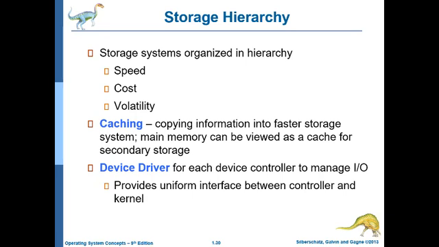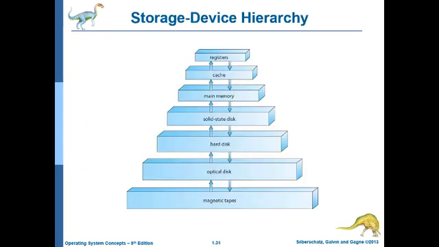So storage hierarchy in general, because we have different types of storage devices, we organize this into a hierarchy based upon the speed of the storage, the cost of the storage, and the volatility of the storage. For example, this hierarchy shows the storage from registers, cache, main memory, solid state disk, hard disk, optical disk, and magnetic tapes in some order.